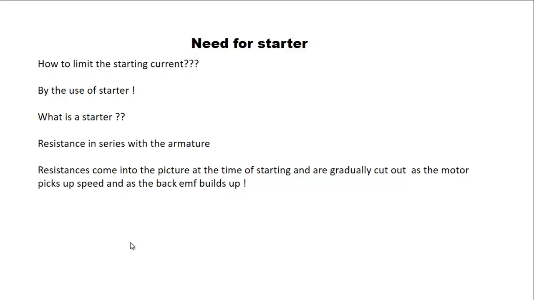So to sum up, the starting current is limited with the help of a starter. Starter is nothing but resistance in series with the armature. It comes into the picture at the time of starting and is gradually cut out as the motor picks up speed. There are different types of starter available. They are 3-point starter, 4-point starter and 2-point starter. These starters are decided based on the type of motor which we are going to use. For example, the 3-point starter and 4-point starter are used for a DC shunt motor and the 2-point starter is used for a DC series motor.